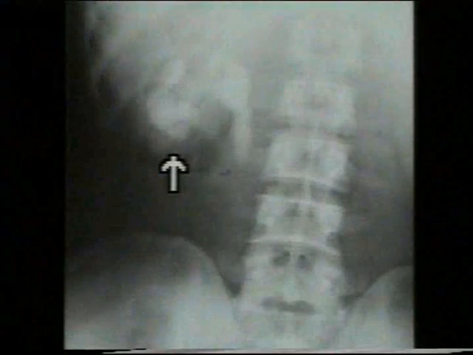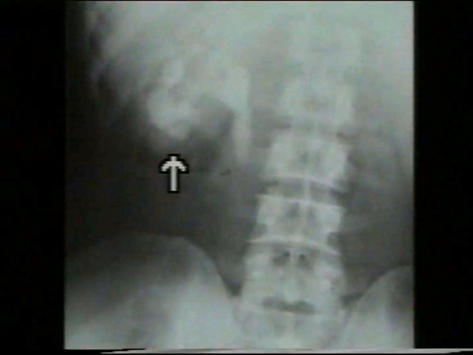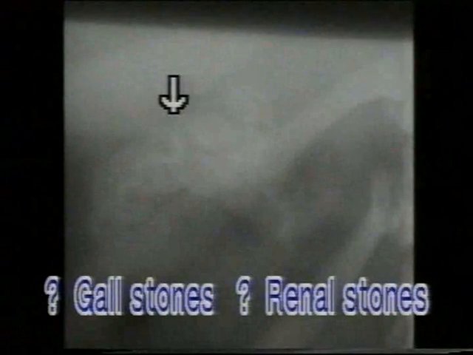This X-ray shows 4 calculi in the right upper abdomen. They could be either gallstones or renal stones. An IVP shows that the stones are lying in the lower calyx of the right kidney. But when the characteristic ring-like appearance due to peripheral calcifications is present, there can be no doubt that these are gallstones.